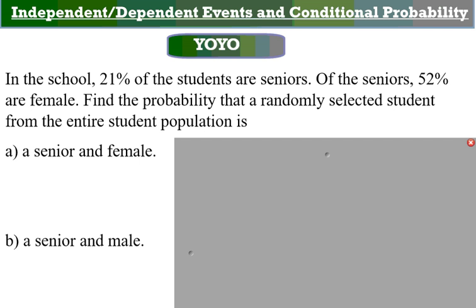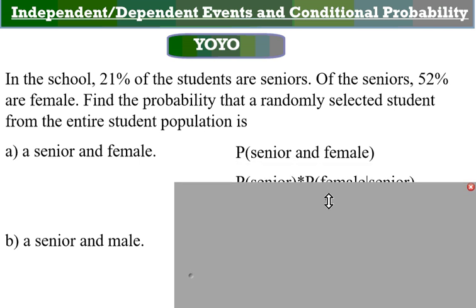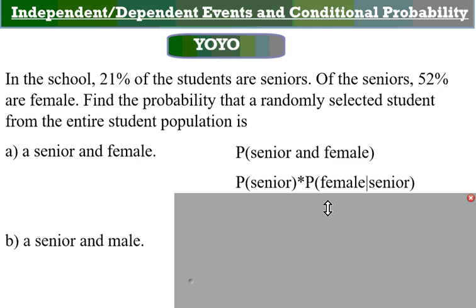Last one, just to give you a chance to try these types of events. It says this: in the school, 21% of the students are seniors. Of the seniors, 52% are female. Find the probability that a randomly selected student from the entire population is a senior and a female. So just to give you a little bit of an idea of how that's going to work, you need to find the probability of them being a senior and a female, which would be the probability of a senior times the probability that they are a female given that they're a senior, and then you can multiply those two because these are compound events. And then a similar situation for the male case. So pause the video now, give yourself a chance to try.